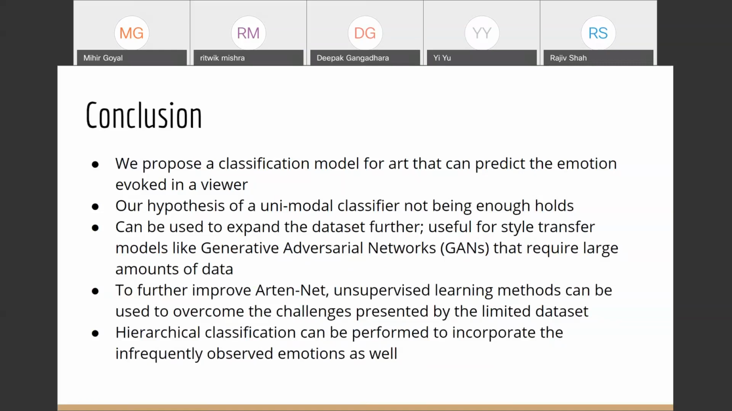We also believe that unsupervised learning methods can be used to overcome the challenges that the limited dataset presents, and we could use a larger WikiArt dataset to further improve ArtNet. Also, we understand that our data-driven decision of clubbing classes together may prove to be a detriment, and hierarchical classification would help us overcome that.